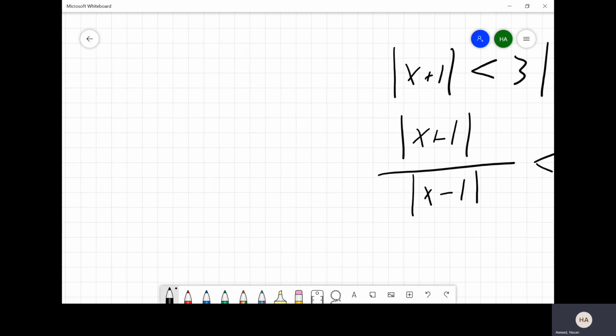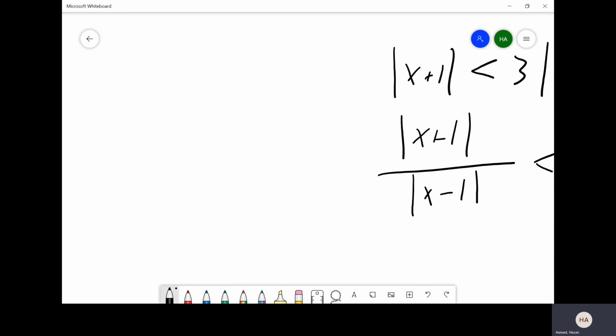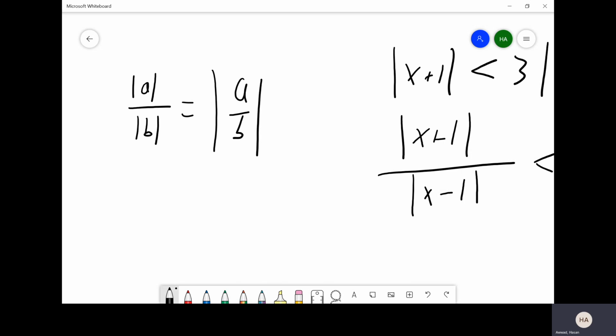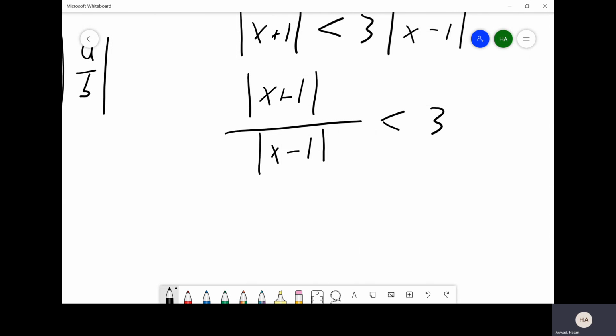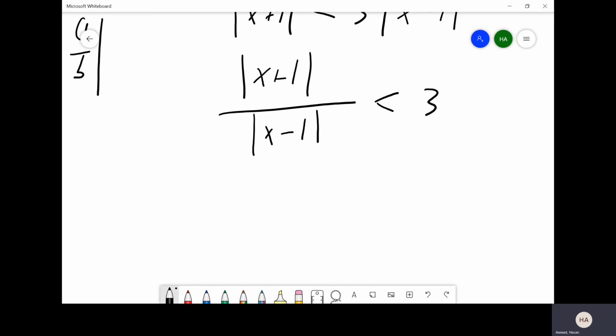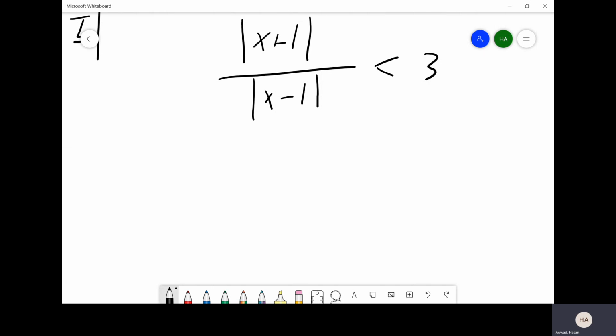Well, we know this certain property about absolute values going way, way back to one of the first lectures, and that's if we have the absolute value of some number over the absolute value of another number, it's really just the absolute value of the whole fraction, right? So since I have an absolute value over an absolute value, I'm just going to make it one larger thing. So we have the absolute value of x plus 1 over x minus 1 is less than 3.